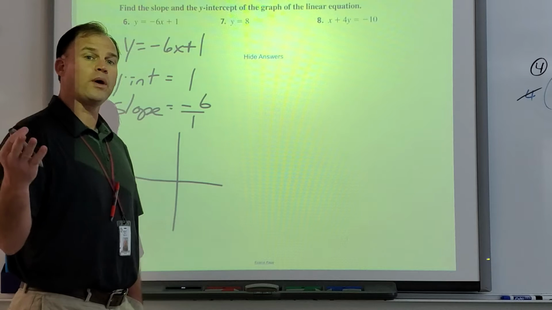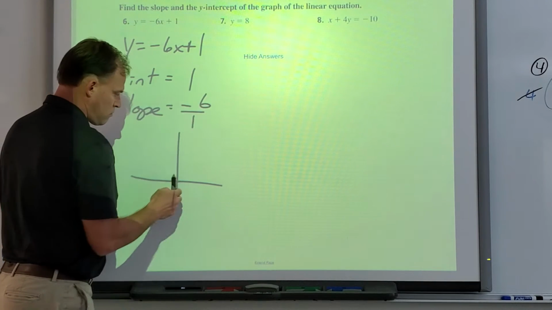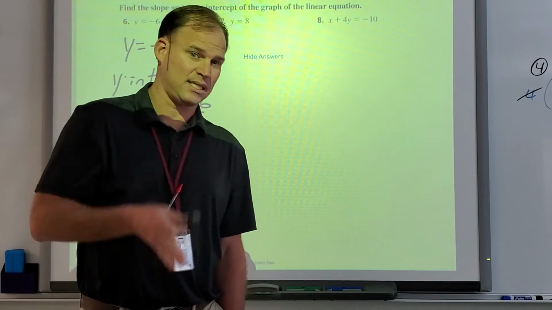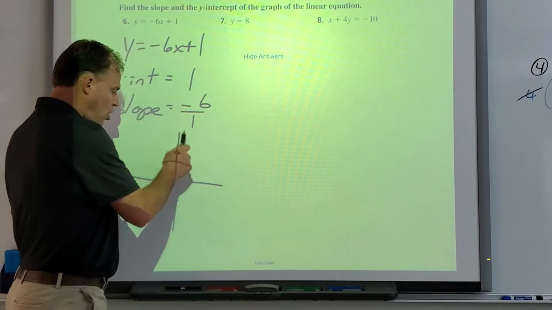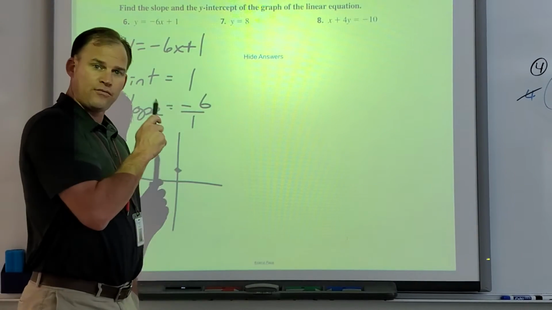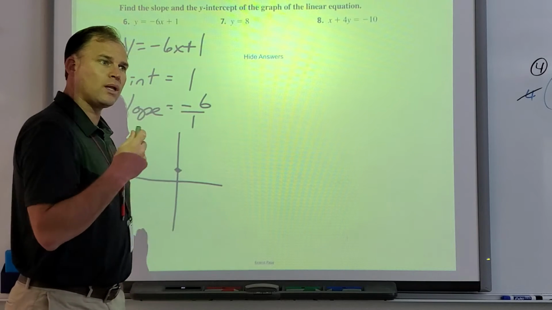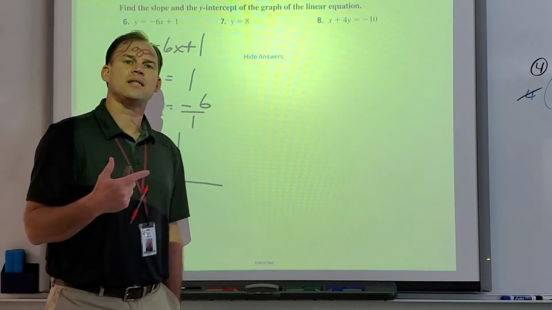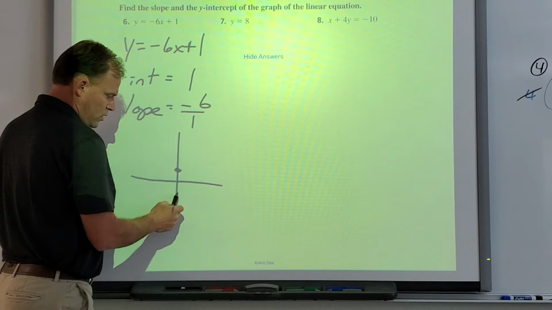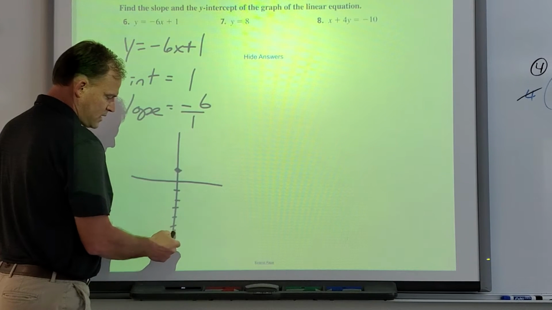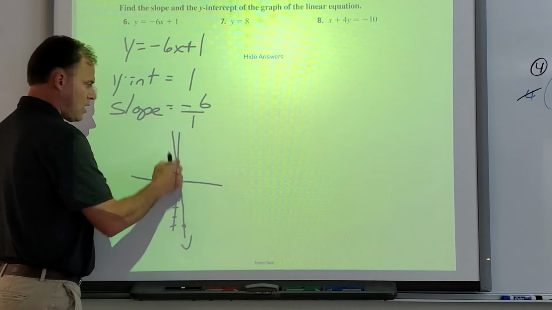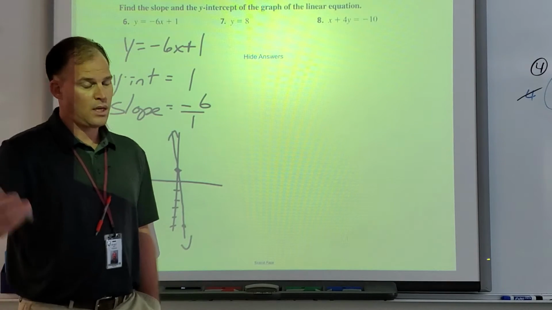Where's my first point going to go? Make sure you put your y-intercept on the y-axis. Your first point always goes on the y-axis here. Now this, remember, is not a specific location on the graph. It's more like a treasure map telling you where to find the next point, okay? So it's telling me to go down 6, right 1. 1, 2, 3, 4, 5, 6, right 1, draw the line. That's all there is to it.